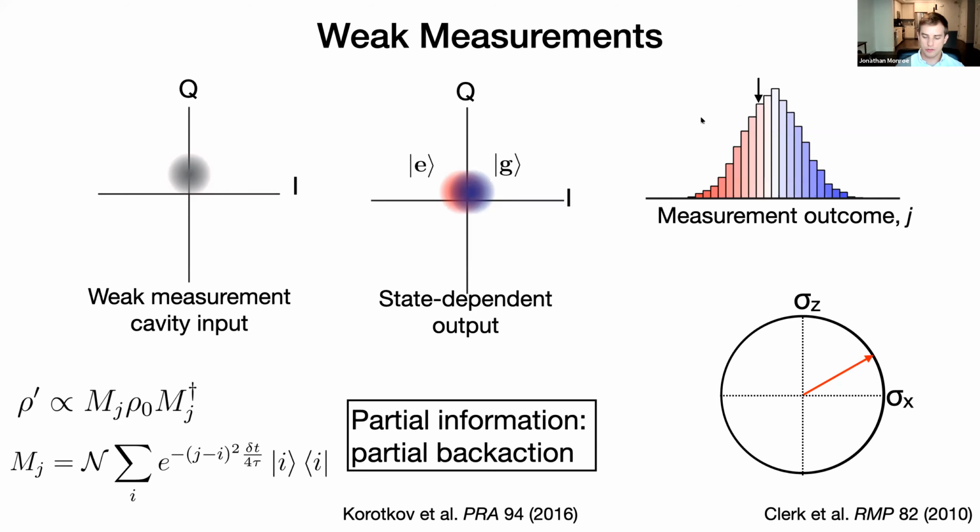Okay, so this weak measurement offers a strategy where you're getting partial information and imparting partial back action on the state. Okay, so now let me tell you about how these weak measurements enter into uncertainty relations.